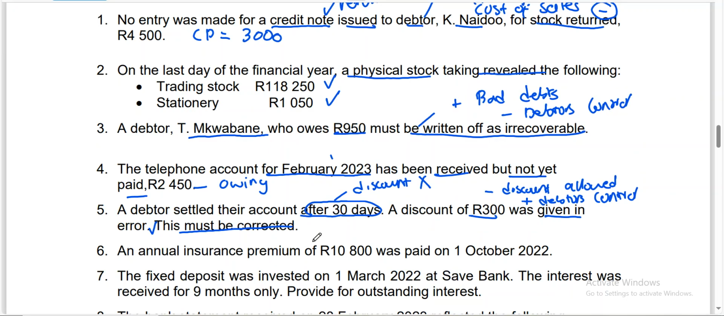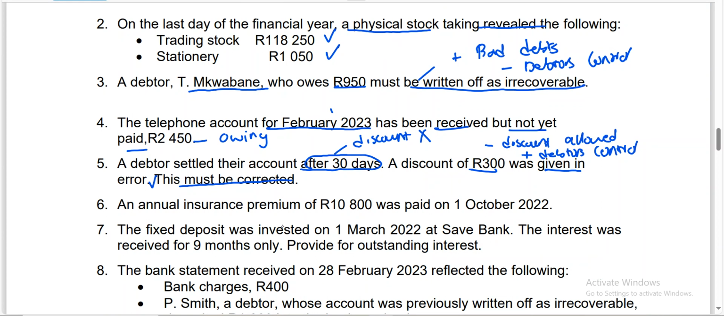And then next adjustment says that an annual insurance premium of 10,800 was paid on 1 October 2022. Now remember, this annual premium means it was paid for 12 months. Now we must check how many months we were supposed to cover. We were only supposed to cover October, November, December, January, February. So now we were only supposed to cover these 5 months. It means that out of a period of 12 months, we have overpaid by 7 months.